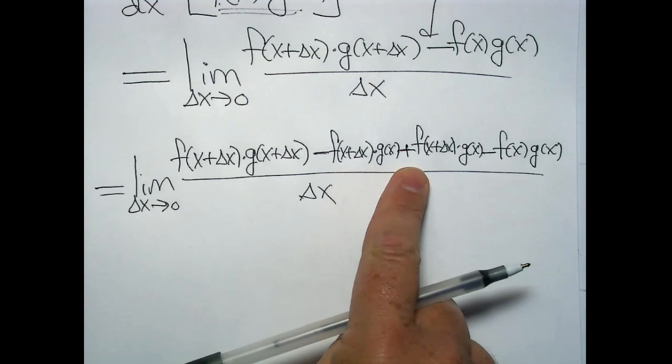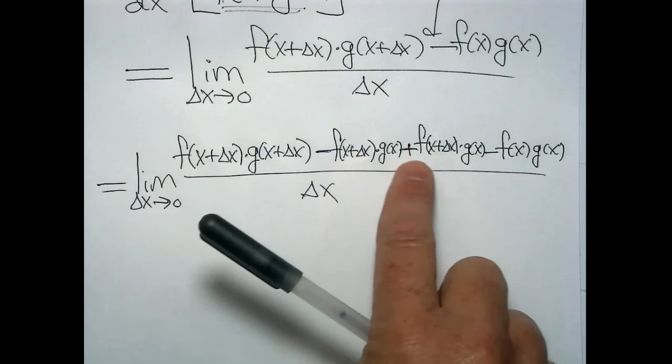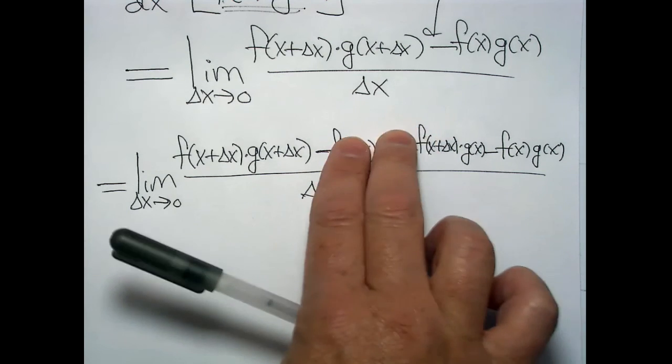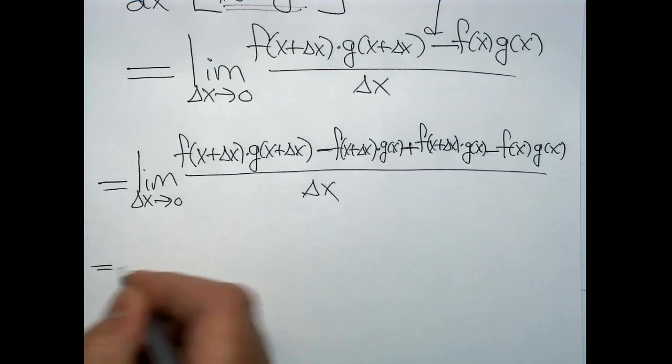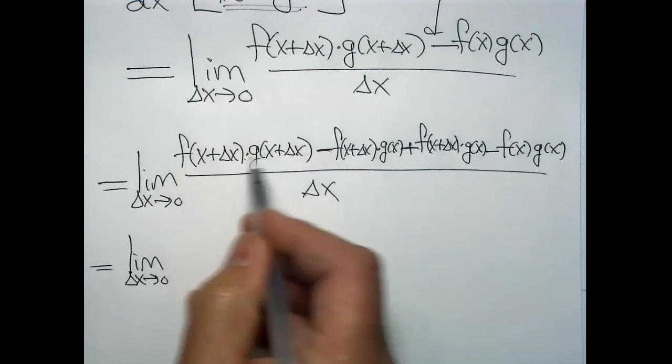So I know it's pretty ugly and you wouldn't consider doing that, but just check it out. Plus the same quantity minus the same quantity, they really do cancel out. So you can always add and subtract the same thing if that's what you want to do. In this case, that is what I wanted to do. So now I'm going to do a little grouping here. I'm going to redo this limit like this. I'm going to put these two together.